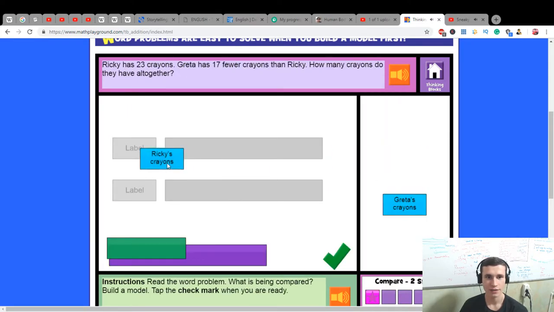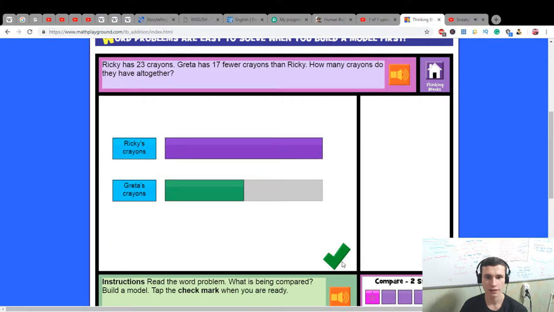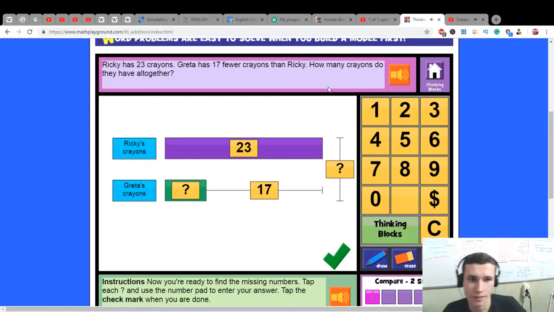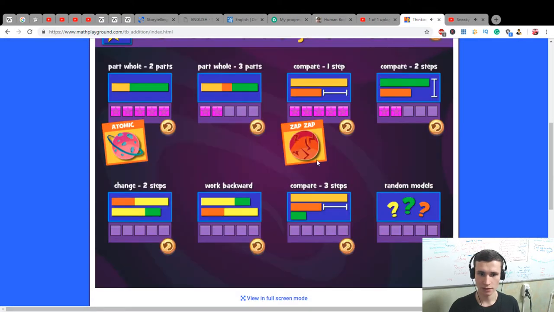Okay, thank you. Ricky has 23 crayons. Greta has 17 fewer crayons than Ricky. Fewer, Greta, fewer. Okay, Ricky has 23, 17 fewer. Okay, and then, how many crayons do they have altogether? It will be 6, here will be 29, and the answer is 29. Yes, let's go to our thinking blocks.